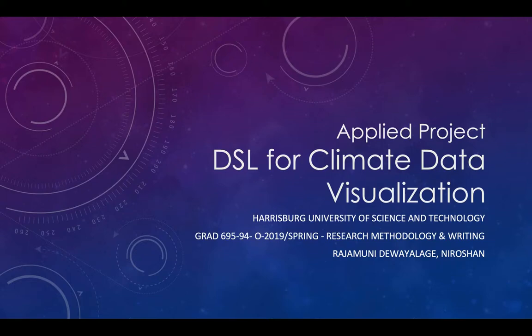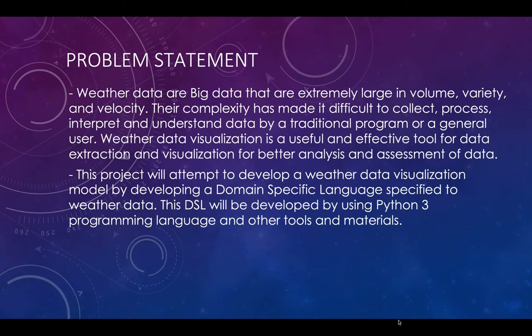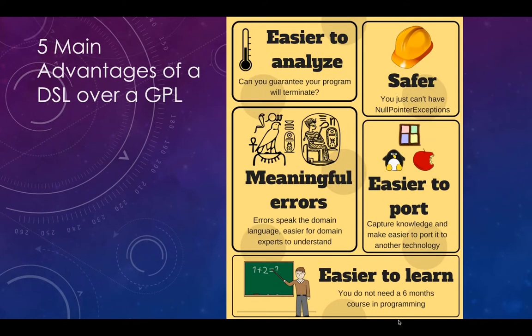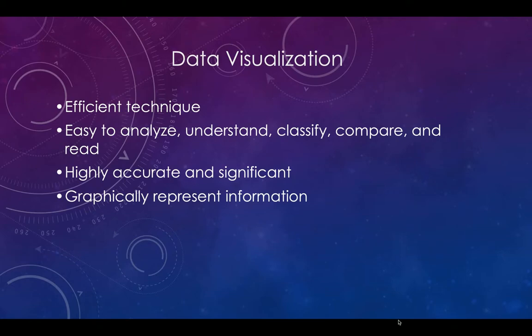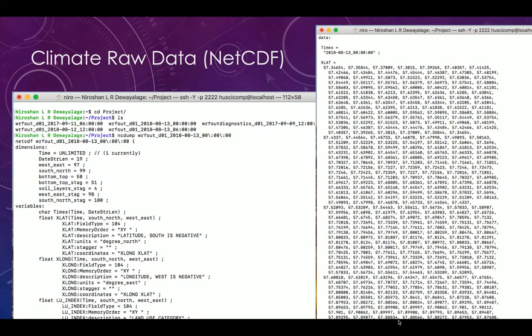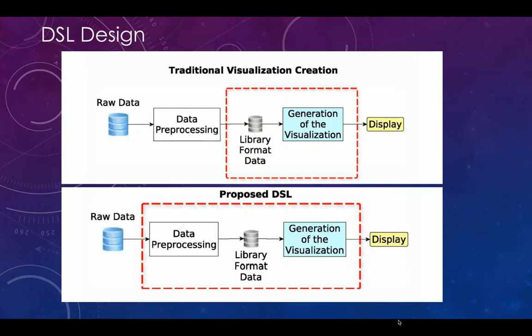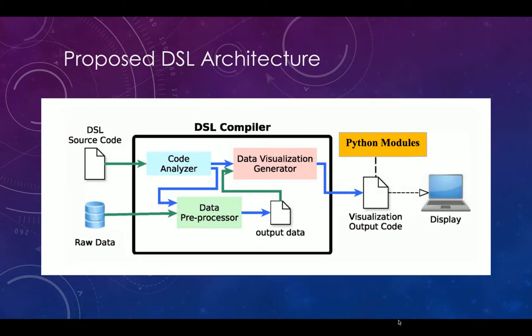Hey y'all, today I'm going to talk about the applied project, which is a DSL for climate data visualization. I already talked about the problem statement, what a DSL is, real world DSL examples, advantages and disadvantages, what is data visualization, how important it is, and raw data, what a NetCDF file looks like, and the main use case, sequence diagram, class diagram, DSL design in traditional and proposed ways, and the proposed DSL architecture in my previous YouTube video.